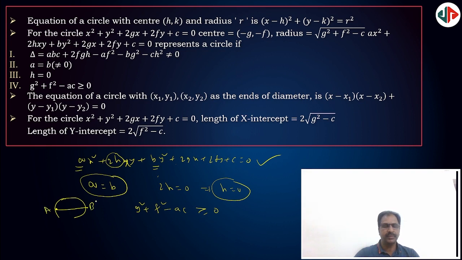If A is (x1, y1) and B is (x2, y2), the equation of the circle whose diameter ends are (x1, y1) and (x2, y2) is (x minus x1) into (x minus x2) plus (y minus y1) into (y minus y2) is equal to 0. That is the equation of a circle when diameter ends are given.